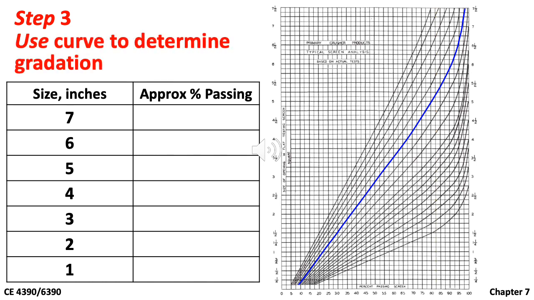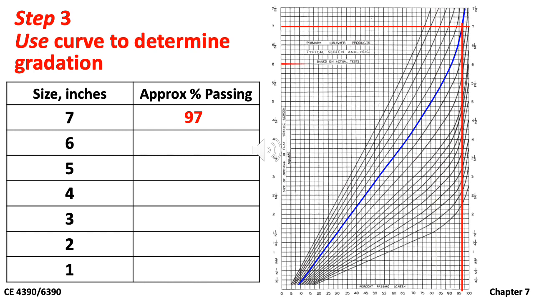At 7 inches on the vertical axis, you draw a horizontal line until you meet the blue curve. At the intercept, now you can go down to the horizontal axis to find the corresponding percent passing. Here we got say 97%.